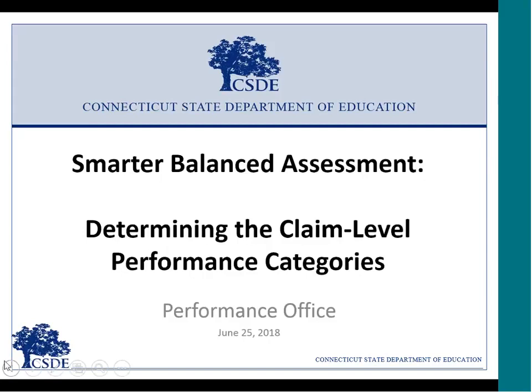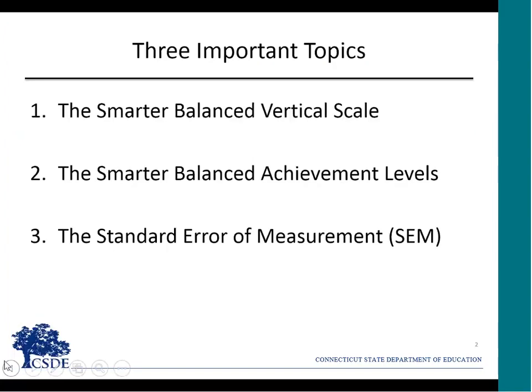Welcome to this narrated presentation on the Smarter Balanced Assessment, determining the claim level performance categories. Students who take a Smarter Balanced summative assessment in either English Language Arts or Mathematics receive an overall vertical scale score in that subject. They also receive one of three performance categories for each claim within each subject. The three categories are above standard, approaching standard, or below standard. But how are those claim level performance categories determined? This PowerPoint presentation will answer that question.